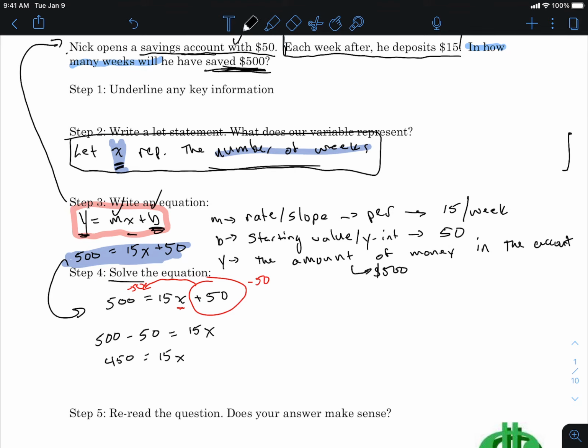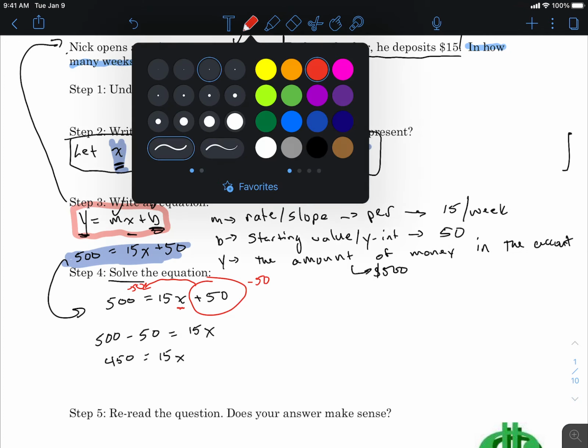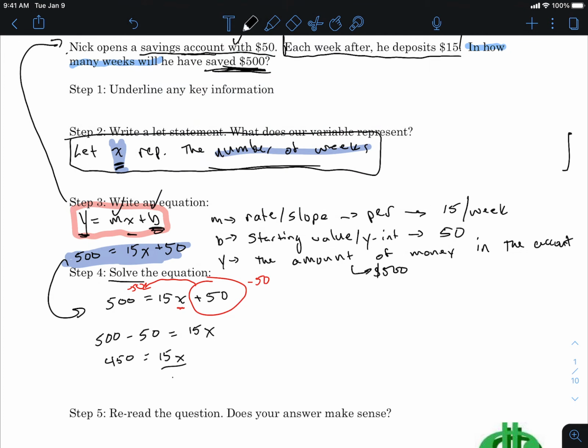And then to get the x by itself, I see that this is attached with multiplication, and the opposite of multiplying is going to be division. Right? So if I divide both sides by 15, the 15s cancel out, and you're left with x is equal to 450 divided by 15. What should that be? You can type that in your calculator. Should be 30.